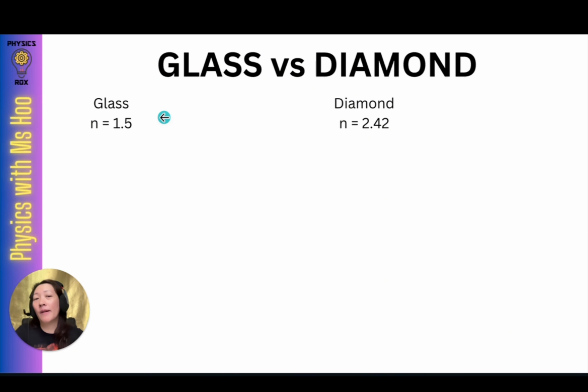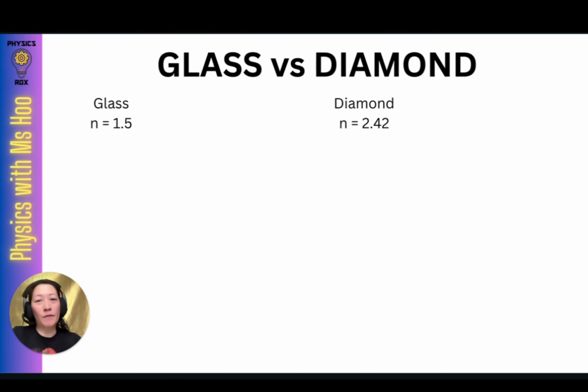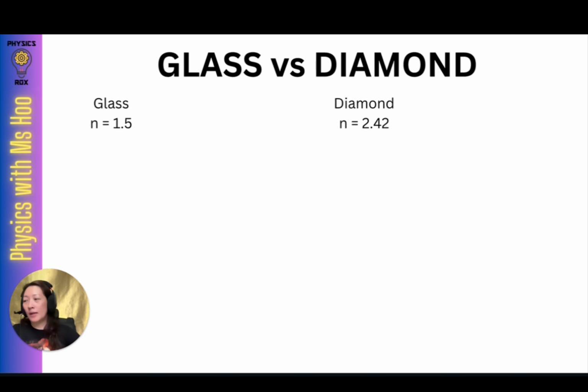So glass has a refractive index of 1.5 and diamond has a refractive index of 2.42. Now before we make the comparison between glass and diamond, let us first calculate the critical angles of glass and diamond respectively using these values of the refractive indices. We know the formula of refractive index is n equals 1 over sine c, where c is the critical angle. So I'm writing it at the corner here as our reference.